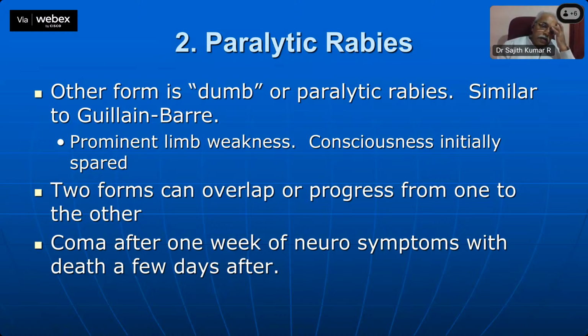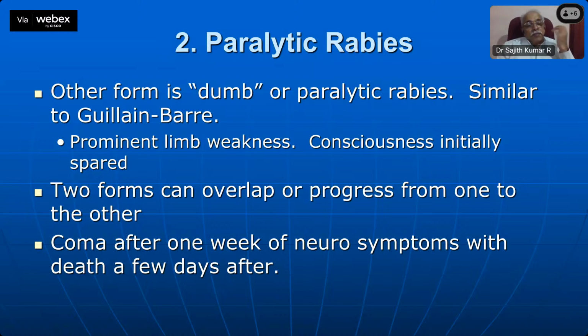And in paralytic rabies, the picture is almost similar to Guillain-Barré syndrome, where there will be a significant amount of limb weakness. And limb weakness usually starts from the site of bite. That means if, let us say, the right lower limb has been bitten, the weakness will usually start from that area. This can actually have an overlap with the encephalitic form as well.